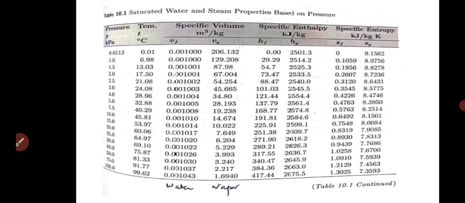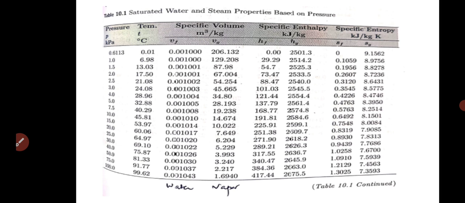Now take the second row, pressure is 1 kilopascal. You can see the saturation temperature is only 6.98, or 7 degrees centigrade. Whereas in the last row, 100 kilopascal, the saturation temperature is 99.6, that is about 100 degrees centigrade. Now you can see the saturation temperature is a function of pressure. Please understand here: at 1 kilopascal pressure, water will boil at 7 degrees centigrade, and at 100 kilopascal, water will boil at 100 degrees centigrade.